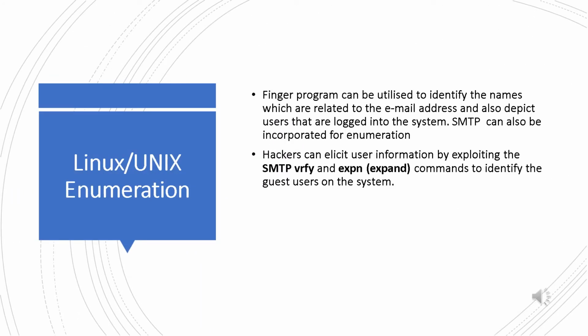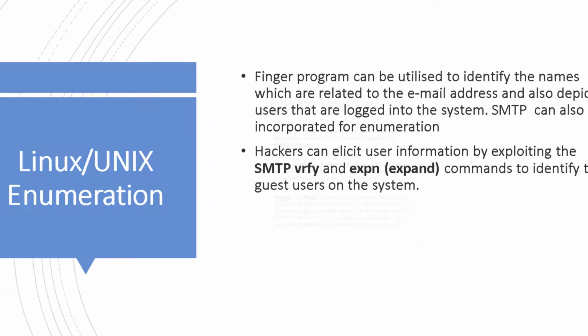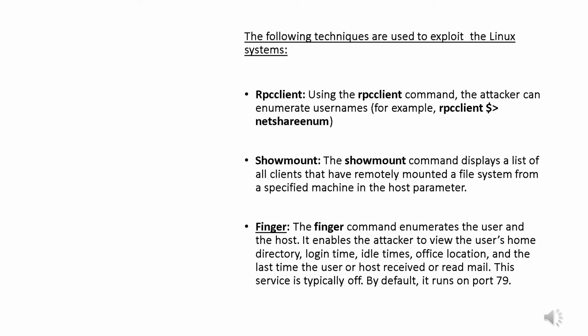Finger programs can be utilized to identify the names related to an address and also depict users that are logged into the system. SMTP can also be incorporated for enumeration. Hackers can elicit user information by exploiting the SMTP VRFY and EXPN commands to identify the guest users on the system. The following are techniques that can be used to exploit Linux systems.